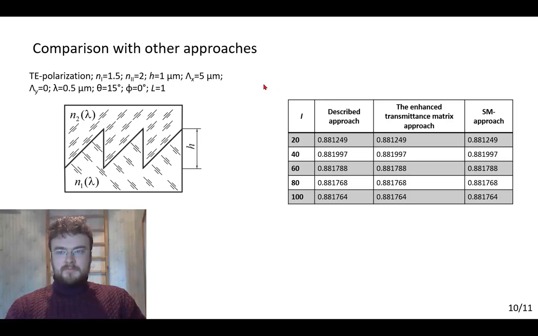This algorithm was tested by comparing with our approaches of the enhanced transmittance matrix and scattering matrix approach. As we see, for all the values of the considered diffraction orders, the results of all algorithms coincide.